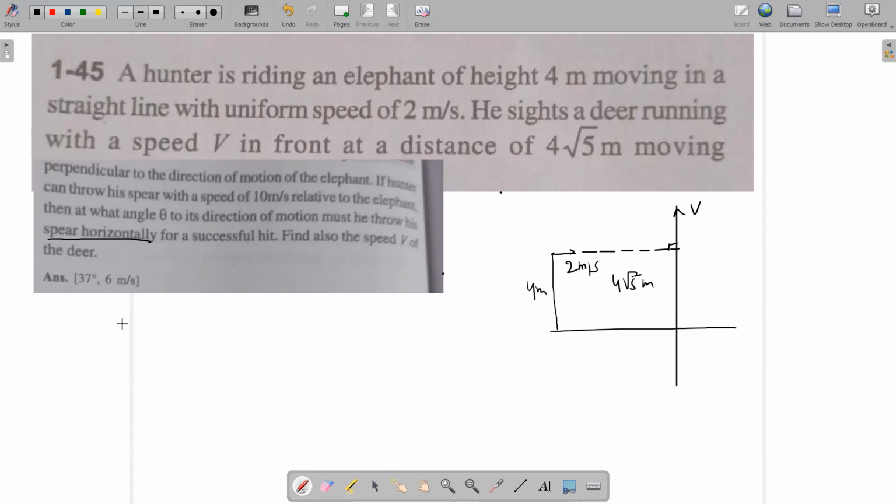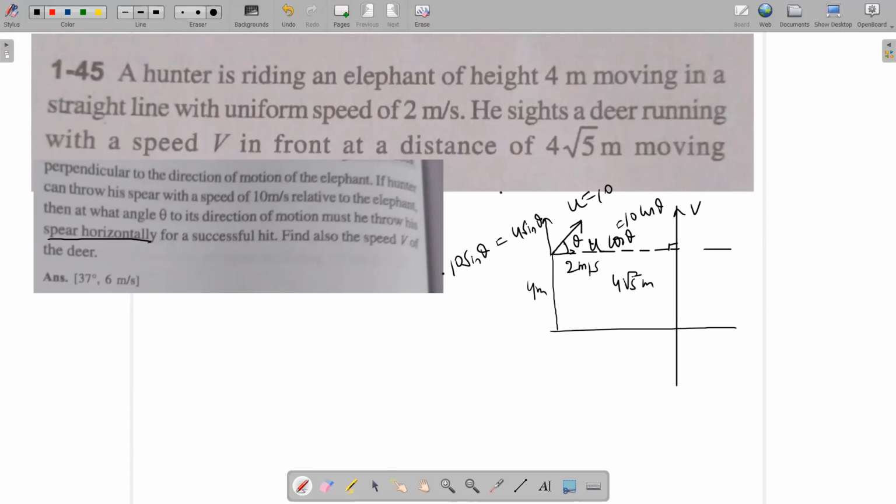So this is your XY plane, and that height is the Z axis. You have to throw the spear horizontally. So suppose you have thrown this spear horizontally with some speed u at angle theta. So it will have two components, u cos theta and u sin theta. But this u is with respect to the elephant, that is 10. So this is 10 sin theta and this is 10 cos theta, that is with respect to the elephant.